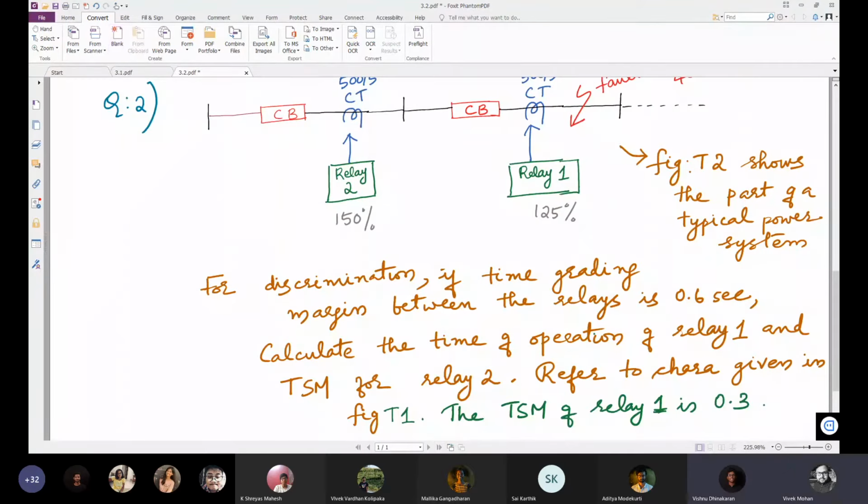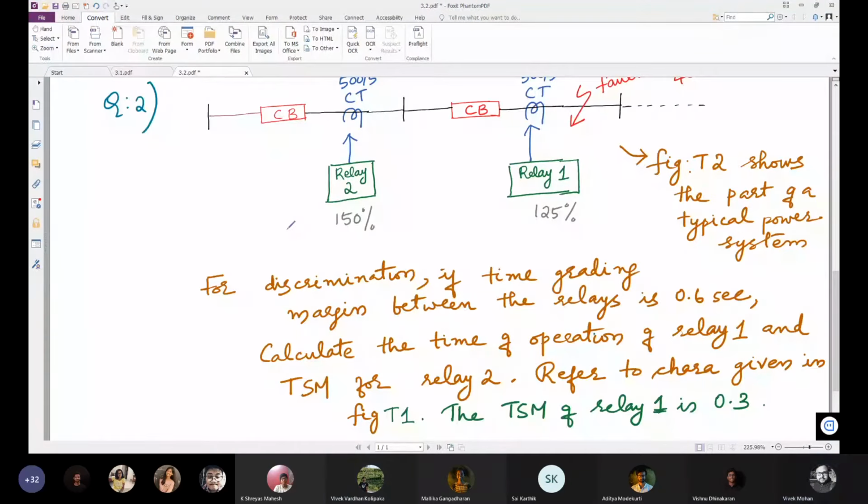Sir, what is the time grading margin, sir? Time grading margin: if you want to find the operating time of relay 2, then you have to find the operating time of relay 1 plus the delay time. Delay time is the time grading margin. Okay, sir. So is it 0.375?